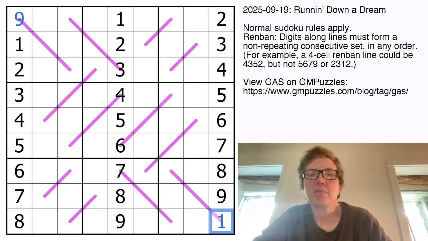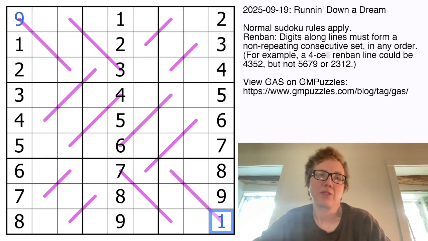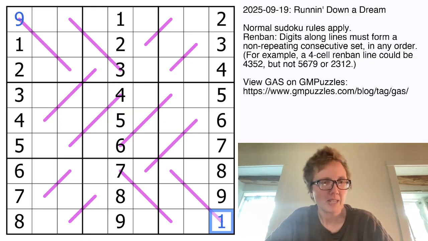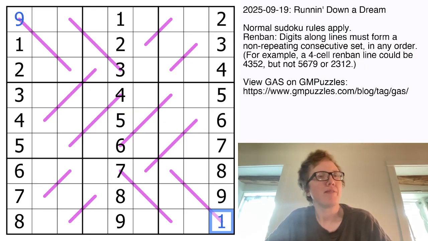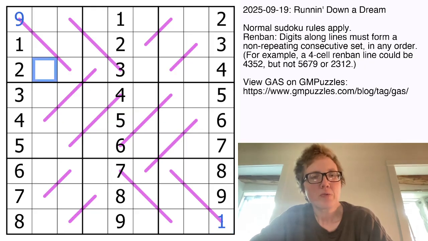And also we have some pink lines in the grid, and these are Renban. Along each Renban, we have a set of consecutive digits with no repeats that could appear in any order. So for example, we could have the digits 4, 2, 3 along a Renban line, but we couldn't have 4, 4, 5 or 1, 3, 7 because those can't have repeats and they have to have consecutive numbers. It has to be a consecutive set. So let's work on this puzzle.